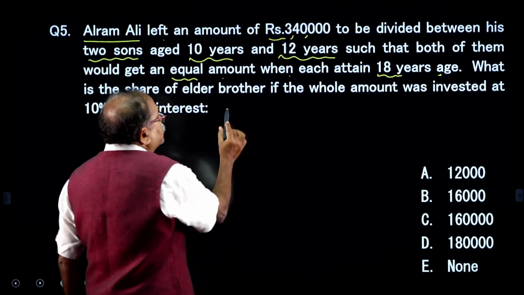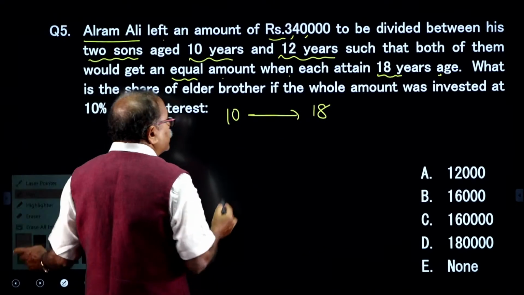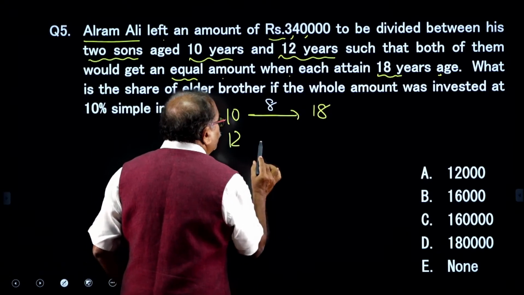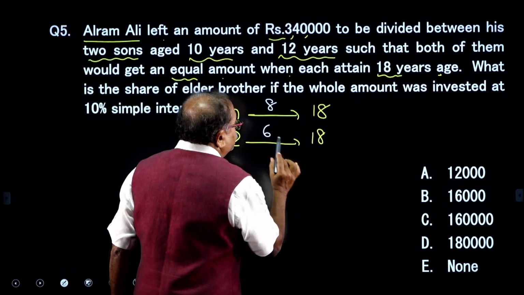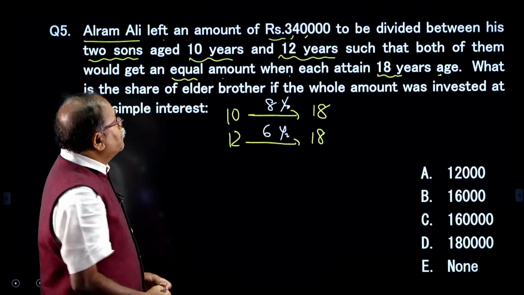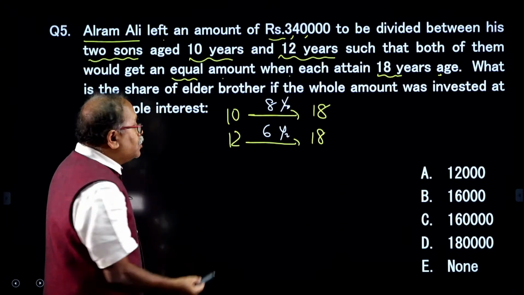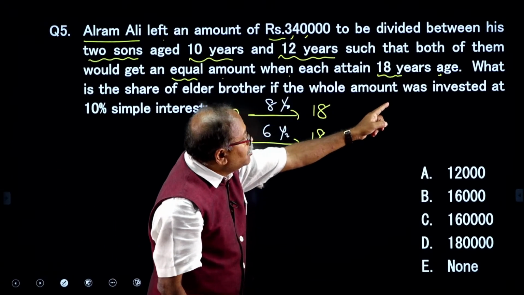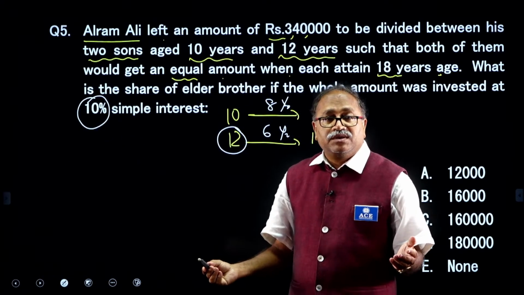Suppose the 10 years old is there, in order to reach 18 years, how much time will it take for him? 8 years. And the other person who is 12 years old, how much time will it take for him to reach 18 years? Obviously, it is 6 years. Here it is 8 years, here it is 6 years. Now, what is the share of the elder brother, if the whole amount was invested at 10% per annum simple interest?